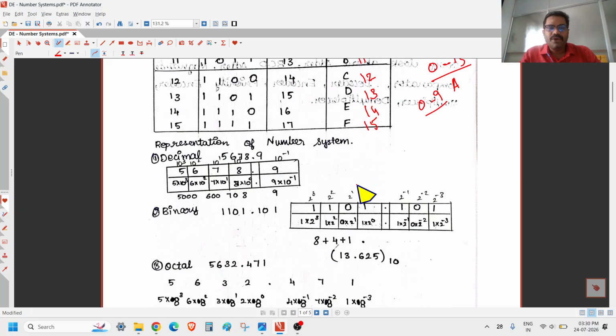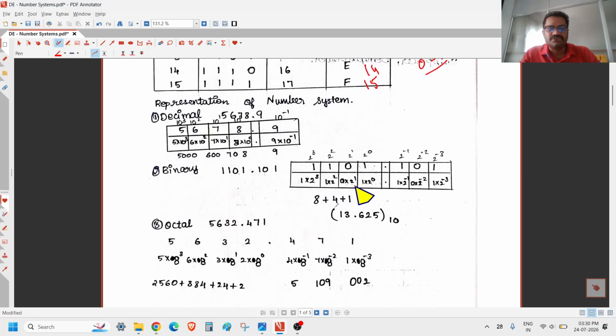Next we are going to discuss the representation of numbers, that is, how we represent the decimal number, binary number, octal number, and hexadecimal number. It is very simple. First we are going to discuss the decimal number system.